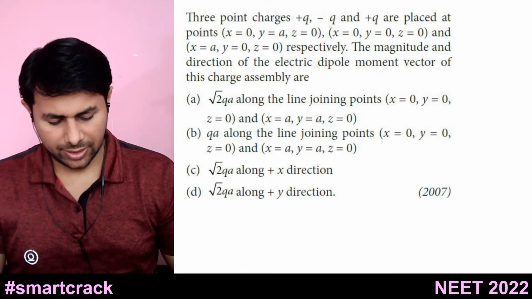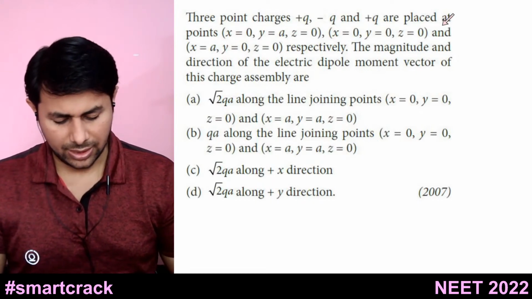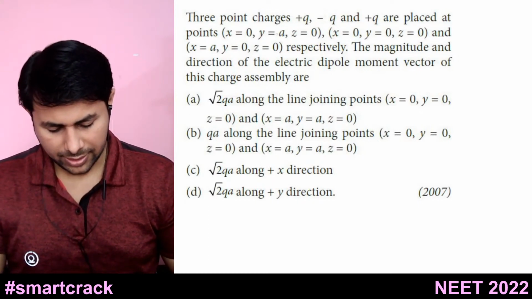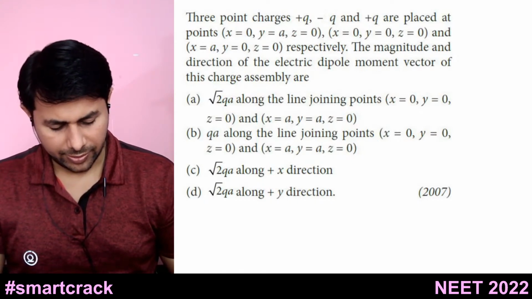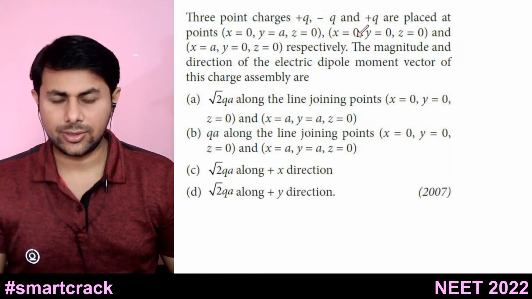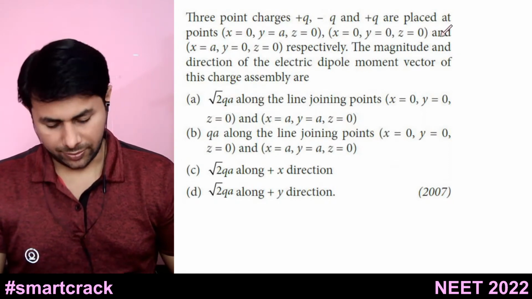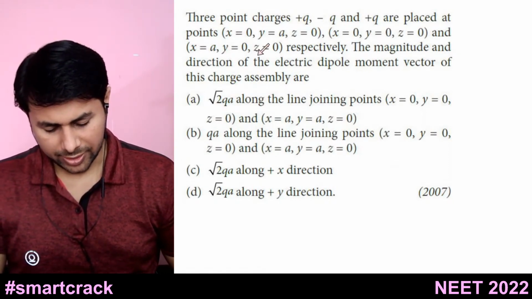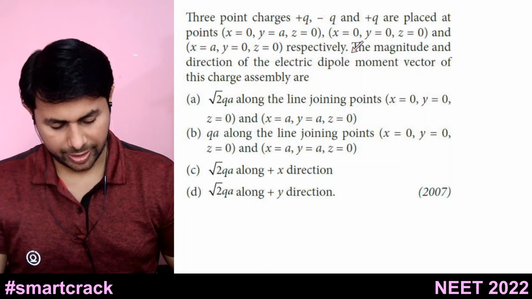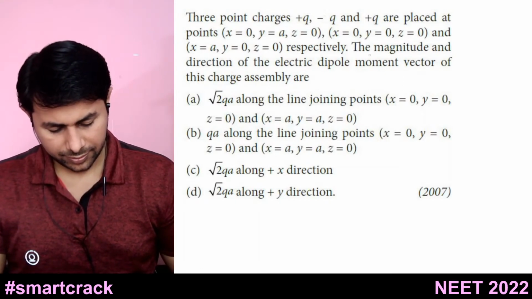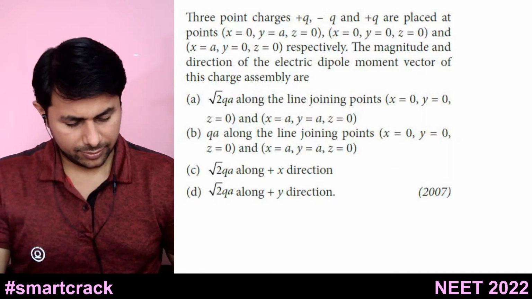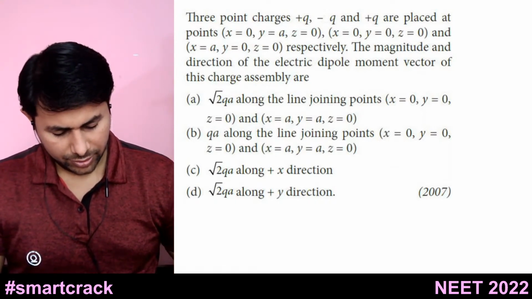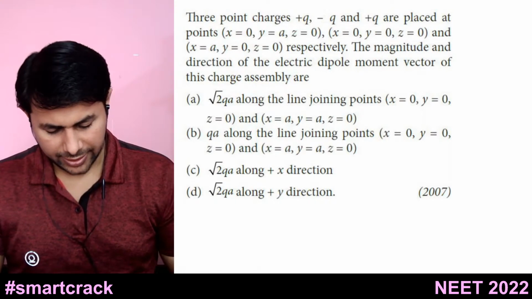3-point charges plus q, minus q, and plus q are placed at points x equal to 0, y equals to a, z equals to 0; x equals to 0, y equals to 0, z equals to 0; and x equals to a, y equals to 0, z equals to 0 respectively. Okay, so let's draw those charges at those points. So let's draw xyz axis.